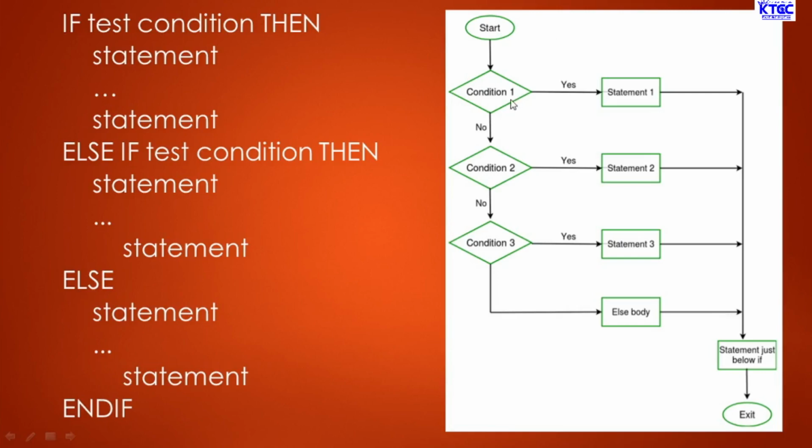Start, test condition here. Is it yes? If it's yes, this statement will be executed and the program will end. If it is no, then this one will be checked. If it is yes, this is executed. If it is no, we check here again. If it is yes, we execute here. If it is no, we come and check here again. If it is yes, we execute the statement. If it is else, meaning none of these is met, we come and do this by default. We just execute this block and then we end the program.